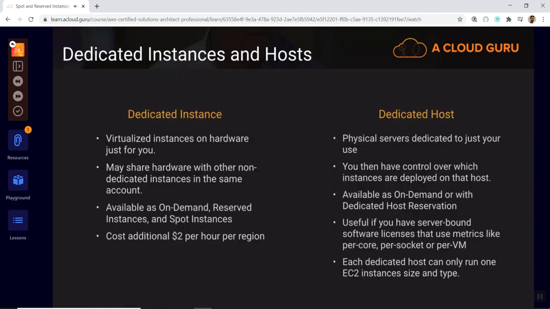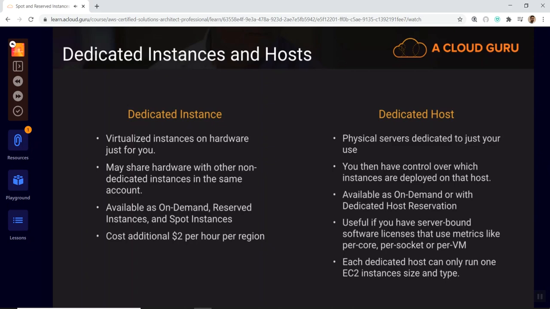Let's talk about the differences between dedicated instances and dedicated hosts. Now, a dedicated instance is placed on hardware that's dedicated just for you. That same underlying hardware may also support non-dedicated instances that are in your same account, but it's only going to be from your account. And dedicated instances are available as on-demand, reserved, or spot instances, but they incur an additional $2 per hour per region cost. Now, a dedicated host, on the other hand, is the physical hardware underneath, and you have control over which instances are deployed on those various dedicated hosts.